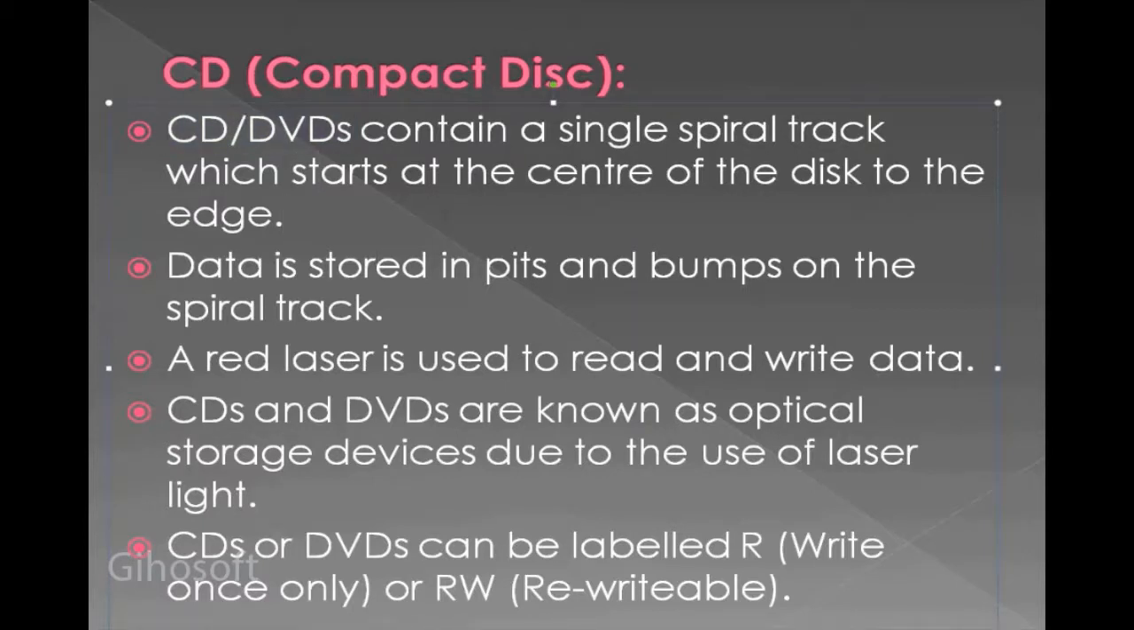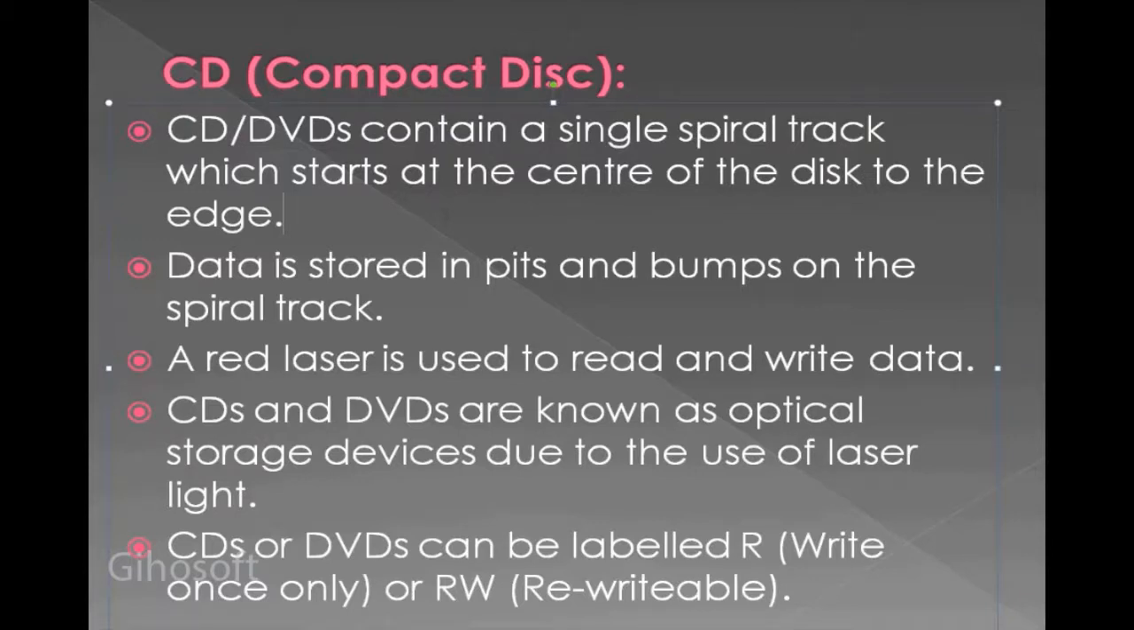They contain a single spiral track which starts at the center of the disk and gradually moves towards the end or edge of the disk. Data is stored in the form of pits and bumps on the spiral track. One pit is known as a 0, whereas one bump, or the higher ground, indicates 1. A red laser is used to read and write data. CDs and DVDs are known as optical storage devices due to the use of laser light.